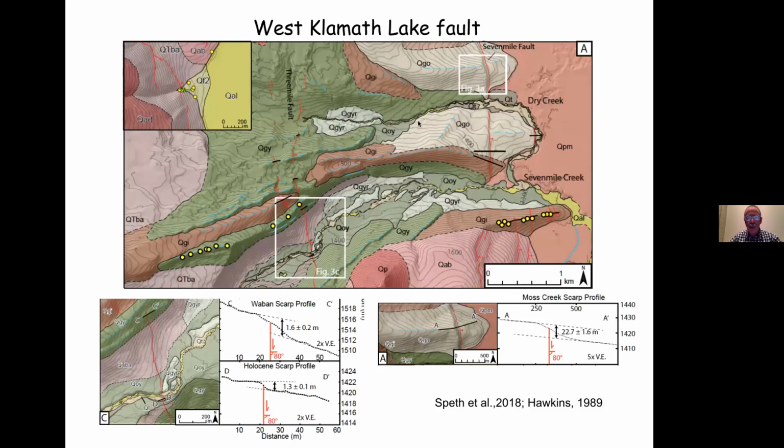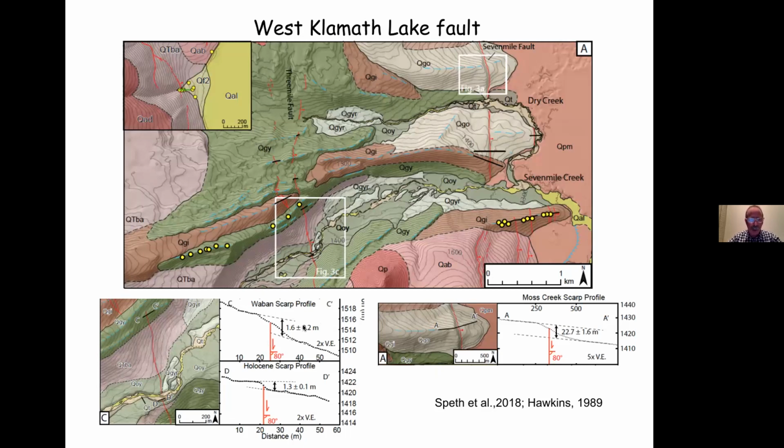You can see a moraine crest here and another moraine crest up here, and a very clear scarp on a north trending fault, which offsets the crest of that moraine. It offsets the crest; another fault in this fault system offsets the crest of this moraine.